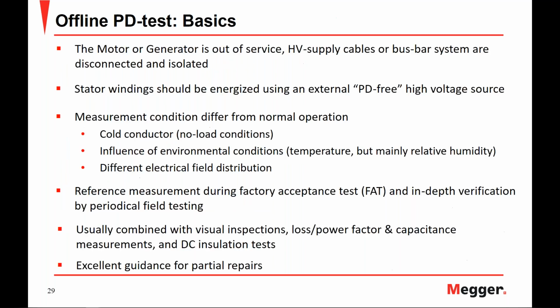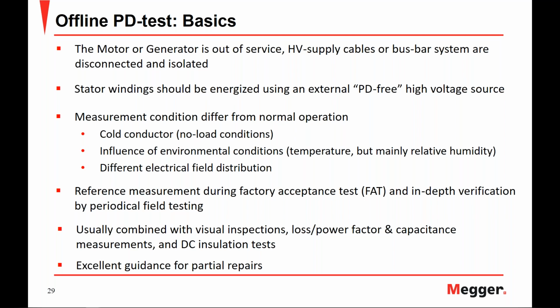the test procedure. Looking at the offline partial discharge basics, to perform offline partial discharge, the motor or generator must be taken out of service, and the high voltage cables and bus bar system are disconnected and isolated. The stator windings should be energized using an external partial discharge free high voltage source. And the high voltage source can range from the traditional high voltage transformer to a resonant test set, even a compact power factor test set with integrated high voltage source, or a VLF source, but testing at very low frequencies has its limitations.